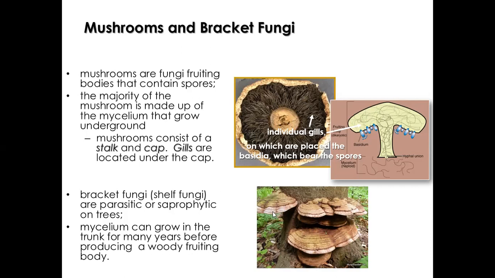Now, another fungi is this bracket fungi. This is one of the ones we talked about that was parasitic, also called shelf fungi. They basically suck the life out of a tree. If you see these on a tree, that tree is going to die. There's no question, or has died already. Even if the tree looks healthy otherwise, it doesn't matter.